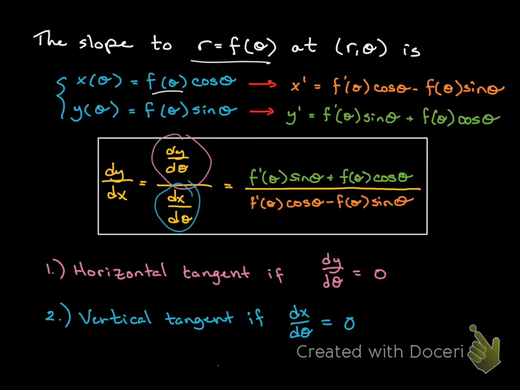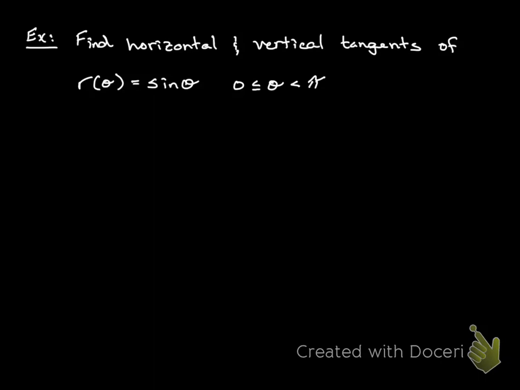Okay? So we won't really do the two simultaneously for the most part, right? We'll be checking to see if the derivative is 0 or if it's undefined. But since this derivative is defined as a quotient, we're able to take it apart and look at the numerator and denominator separately. Okay? So let's work through this. Let's find a slope here. Find the horizontal and vertical tangents of r of theta equals sine of theta from 0 to pi. So there's the domain of my function. r of theta is sine of theta.